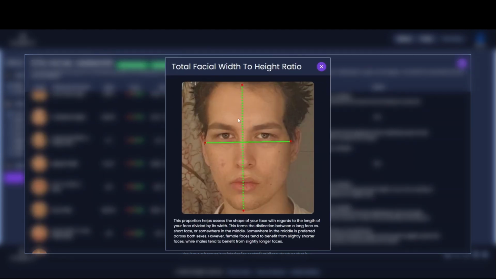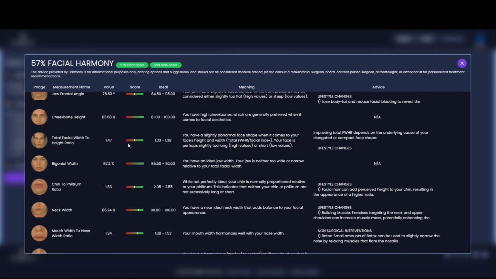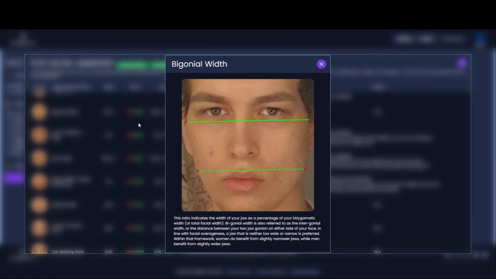He also has a long face shape, definitely longer than preferred, but it's within a normal range, just not as ideal as possible. He has a good jaw width, although again, the jaw is steep, so it may look narrower, but the actual gonion, the intergonial width here, is perfectly fine.